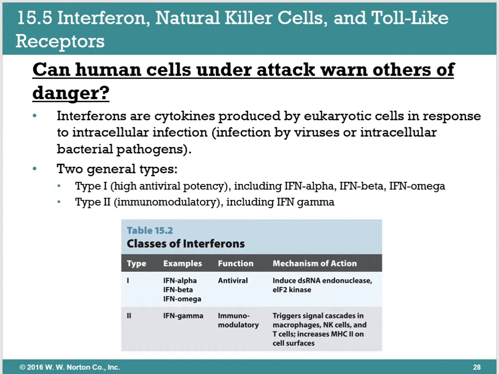So if you have a viral infection, then you'll have increased interferon alpha, beta, and omega. And then there's type 2. Type 2 is interferon gamma. He's an immunomodulator, meaning that he will regulate our immune system, essentially. He'll regulate the innate immune system by triggering signaling cascades within other immune cells, such as macrophages. Okie dokie.